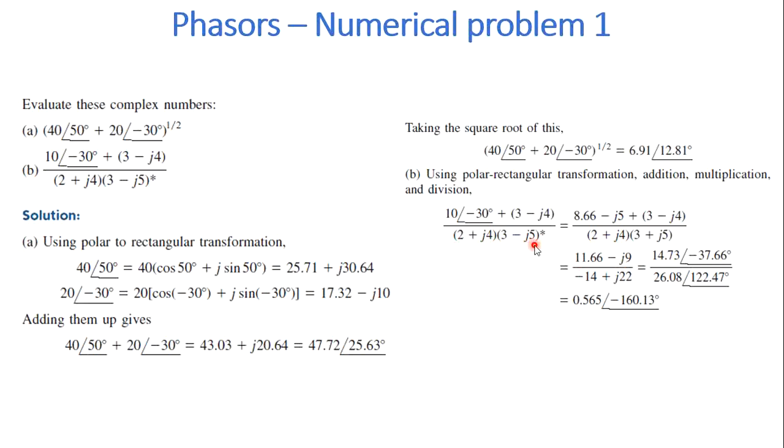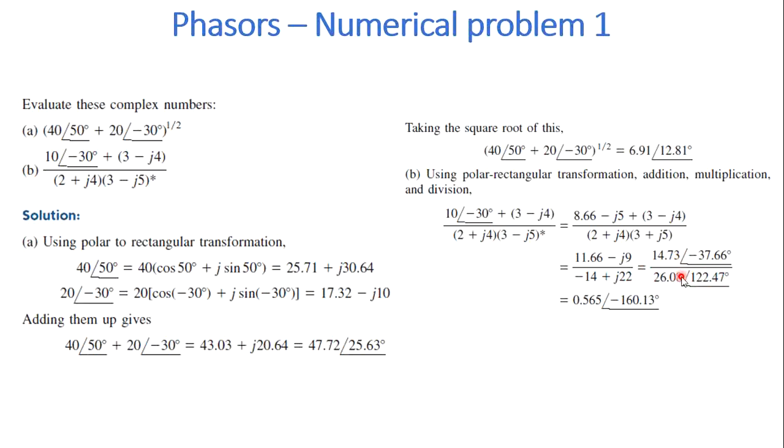In the denominator we have one rectangular number, which is taken as such, and the complex conjugate for this number is 3 plus j5. If it is r, you can write it as 1 by r like that. Multiplying these together, you get this number. We end up with a division, so we have to convert it into polar form. The numerator converted into polar form is this, and the denominator converted into polar form is this.